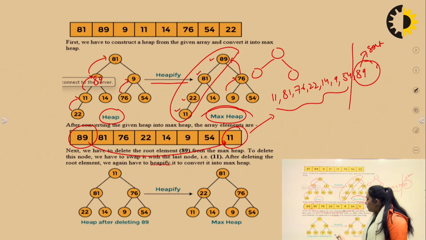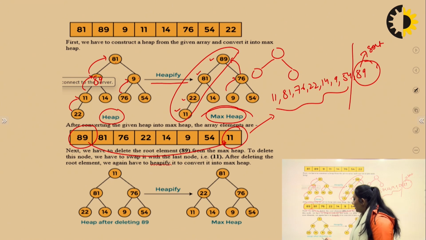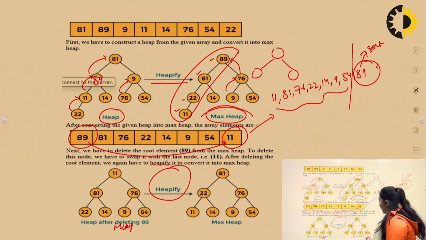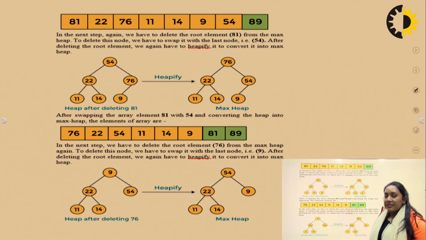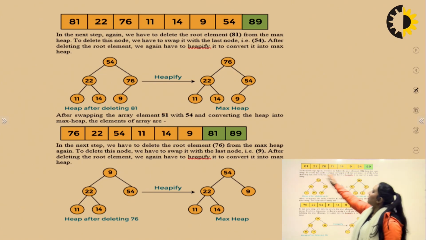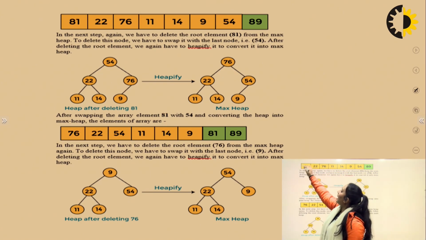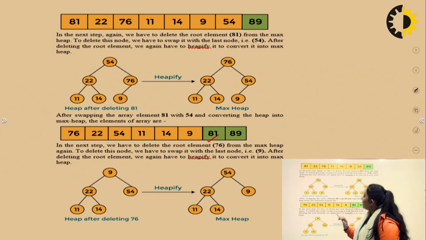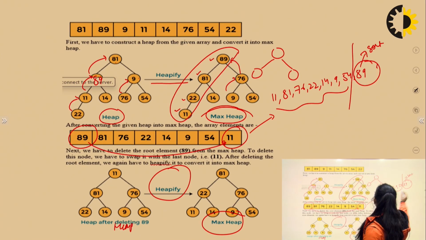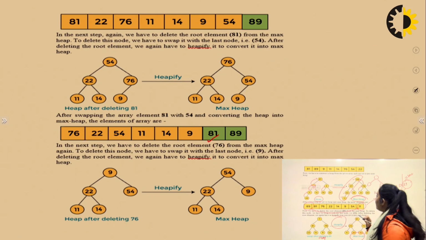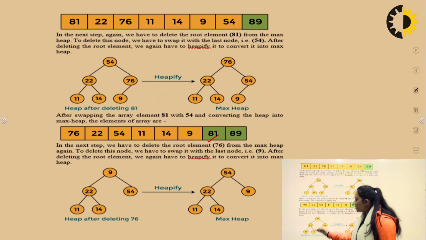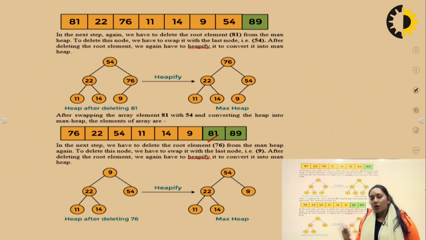Then again we will make the heap. After making the heap, you need to heapify the elements. After heapifying, the max heap is formed. After the max heap is formed, the process goes on again, and what you need to do is swap the first element with the last element, right? In the first process we discarded the 89, and in this one we are going to discard the 81. The process goes on and on until you get the sorted elements.